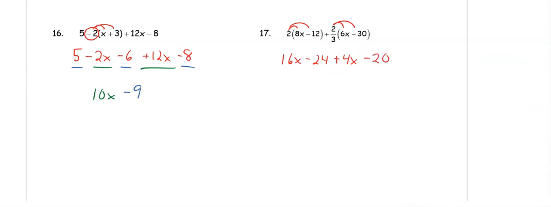Now we have two x terms that can combine together. 16 plus 4 is 20x. And we have two numbers that can combine. Negative 24 minus 20 is going to be minus 44.